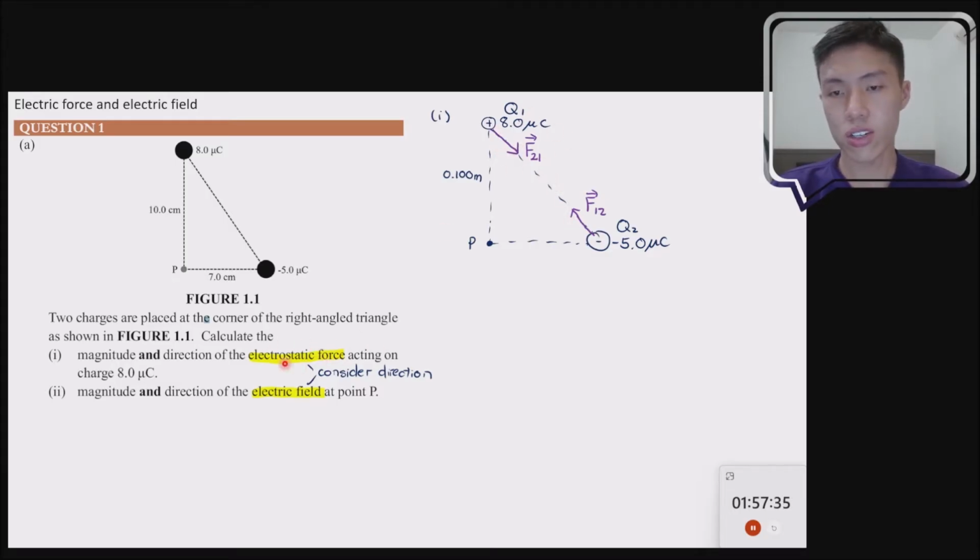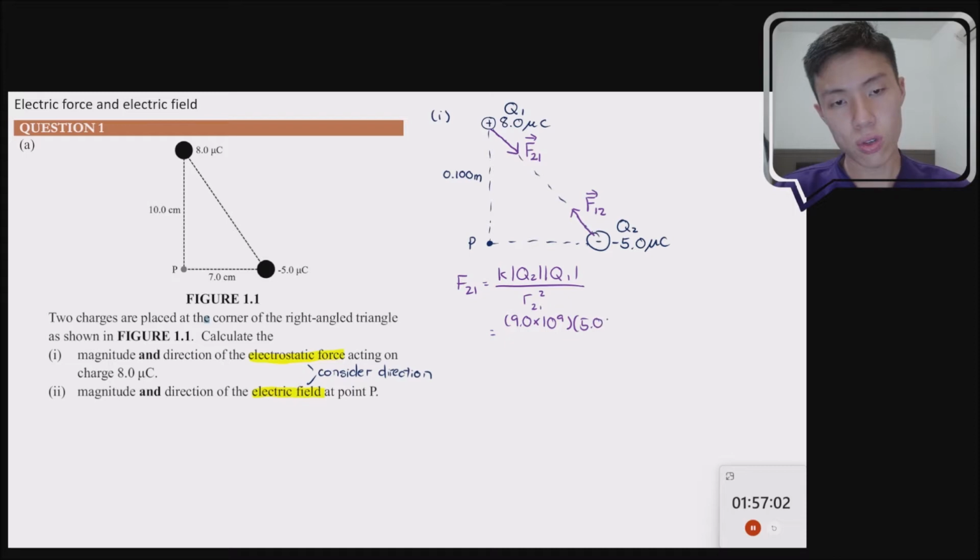But now they're interested in the electrostatic force acting on the charge 8 microcoulomb, so they're interested in F21 over here. So let's determine the magnitude for F21 followed by its direction. So F21 will be equal to k Q2 Q1 divided by the distance between 2 and 1 squared. Okay, so substitution: 9.0 times 10 to the power of 9. Q2 over here, we take the modulus already, so we don't introduce the negative sign, it's just 5 micro. Q1 over here is 8 micro, so 8.0 times 10 to the power of negative 6.